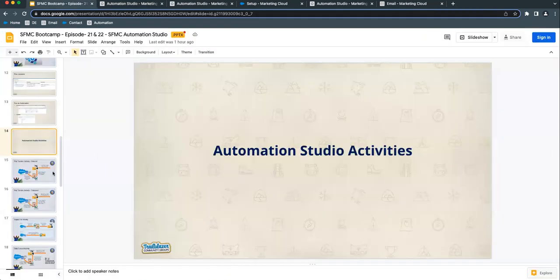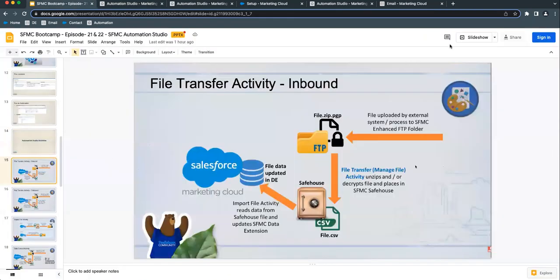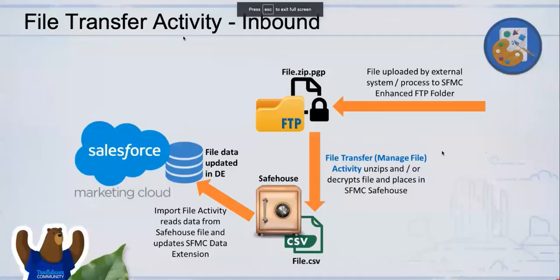Okay, now we move on to the Automation Studio activities. So the first activity is called file transfer activity. Within the interface, you will just see an activity called file transfer activity.